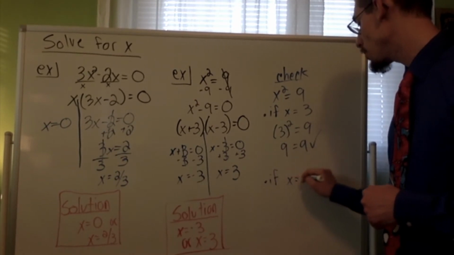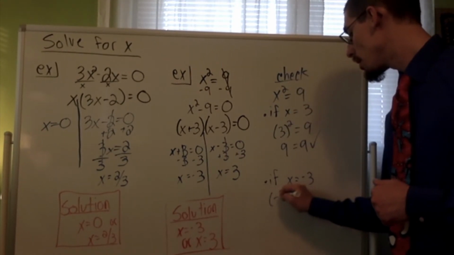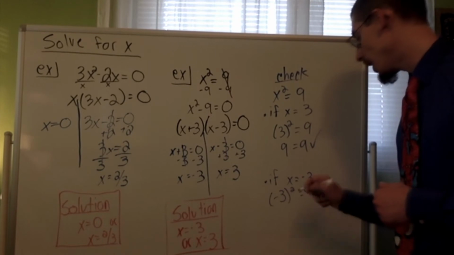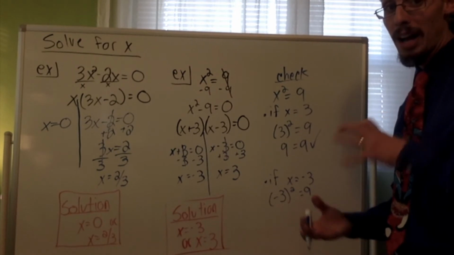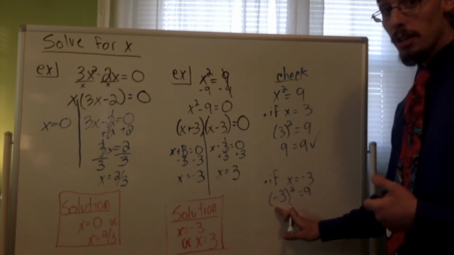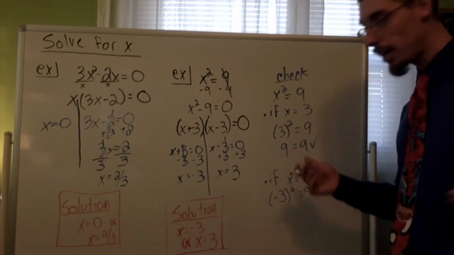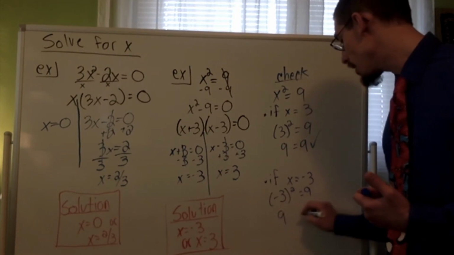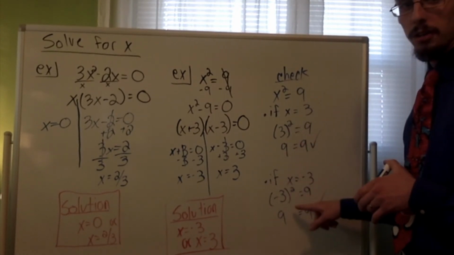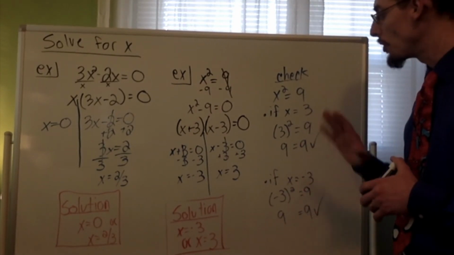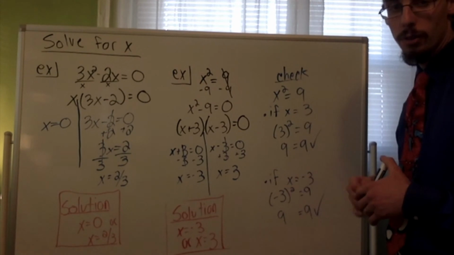Well, what if x equals negative 3? Go back and plug it in. Negative 3 squared equals 9. Now remember what squared does, right? If you square something, you're going to multiply it by itself. Negative 3 times negative 3. Multiplying two negatives makes it positive, so you'd still get 9 equals 9. Both of them work if you plug it in. So the solution is both positive and negative 3.